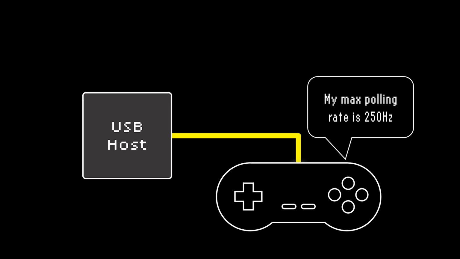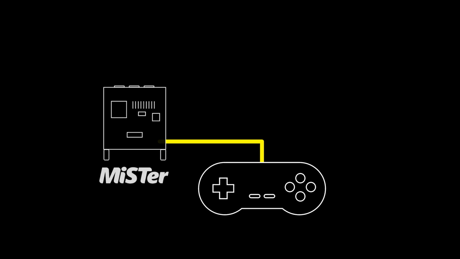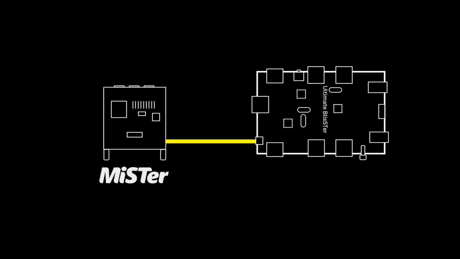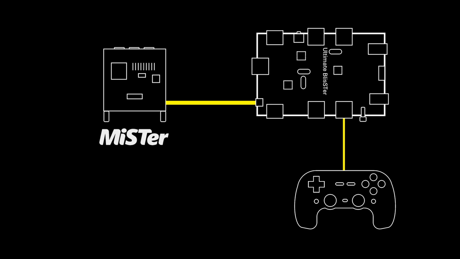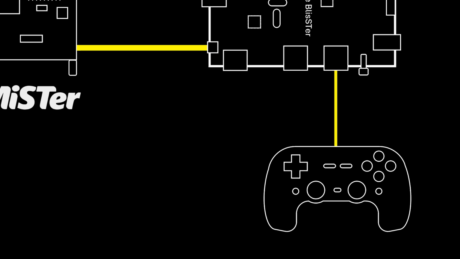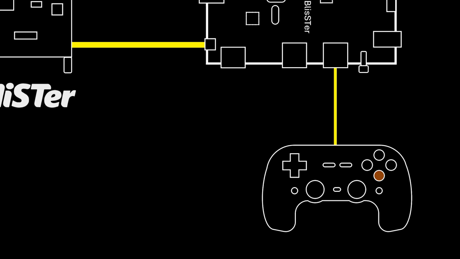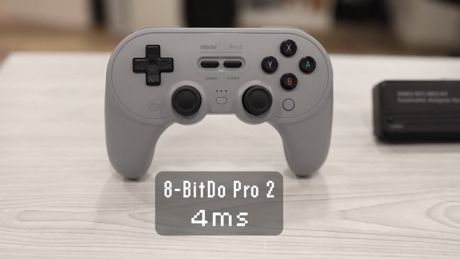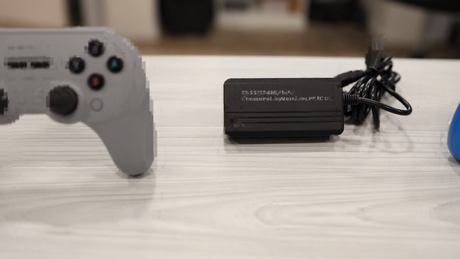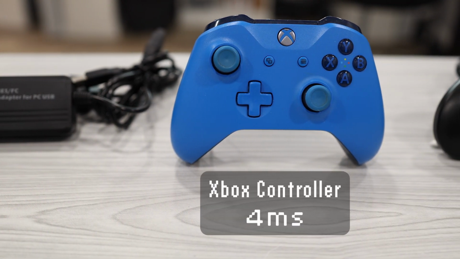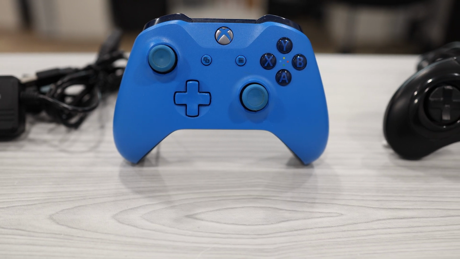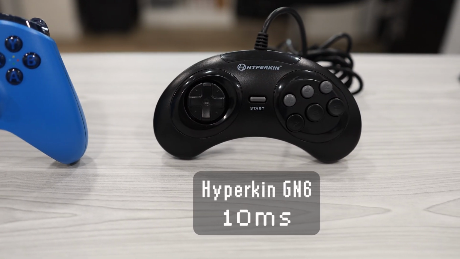In our setup here, the USB host is the MiSTer, and the BlisSTer can play two different roles. First, if you connect a USB controller to the BlisSTer, it acts as a USB hub and passes the USB connection onto the USB host, which is the MiSTer. Since each controller determines its own polling rate, the USB latency will vary depending on which controller you use. The BlisSTer doesn't change the polling rate of USB controllers at all.